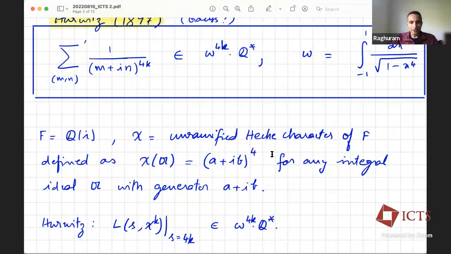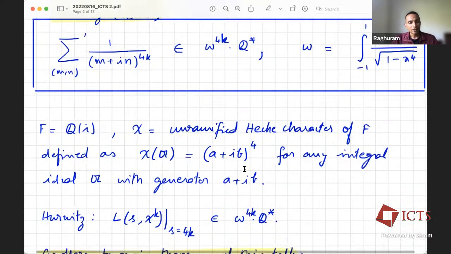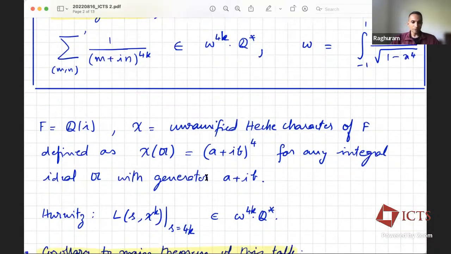So I take this unramified Hecke character defined by raising a generator of an integral ideal to the 4th power. Raising to the 4th power, of course, the units are plus minus 1 and plus minus i, and this is well defined. And Hurwitz's formula above can be stated as: the value of the Hecke L-function attached to chi to the k at the point 4k is, up to a non-zero rational number, omega to the 4k.